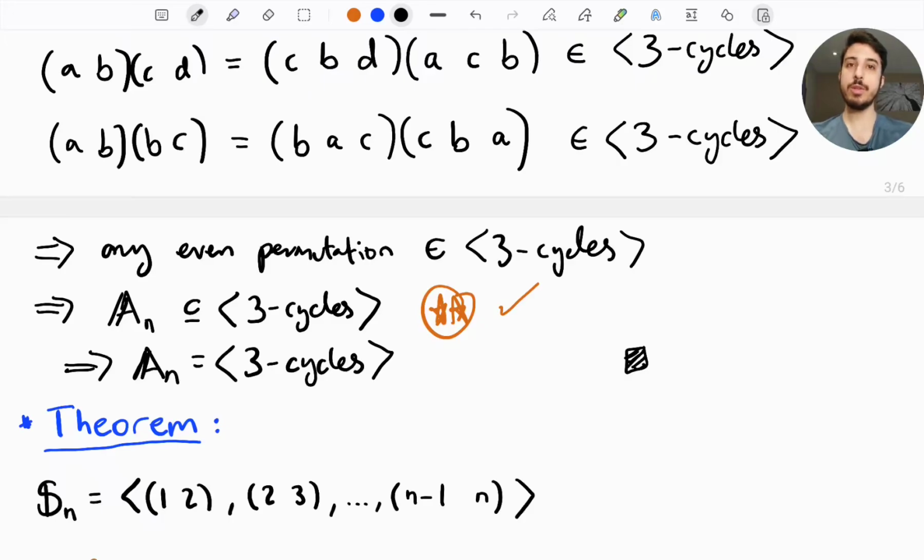And this is what we're going to be doing next lesson. We will see the usefulness of such a result. This completes the proof of the proposition.